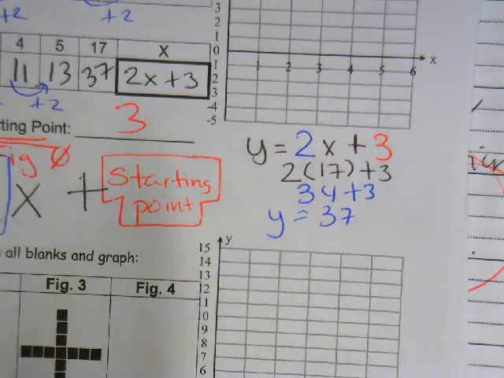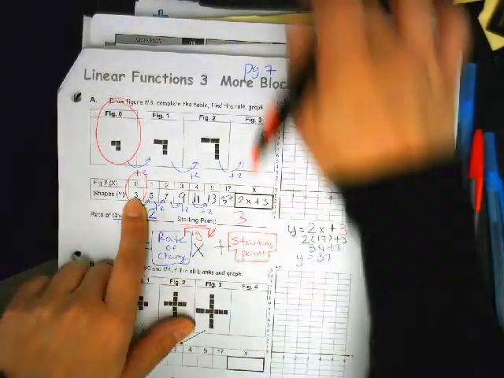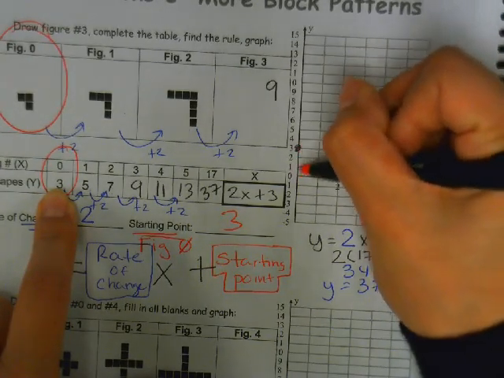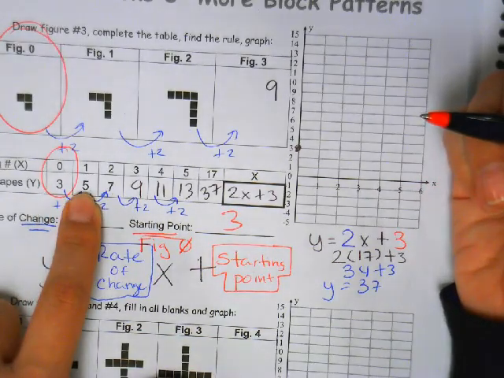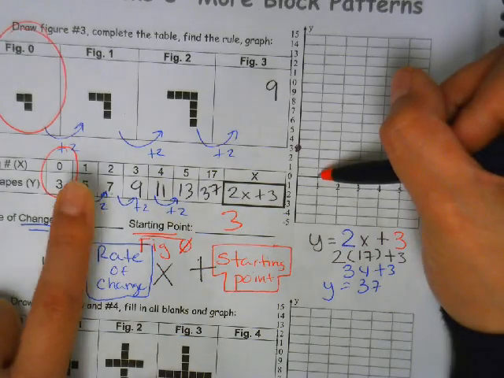Okay? All right. Now the last thing we do is we graph it. So we're going to graph this. 0, 3 is our first one. 0, 3 will go on the y-axis right there. Then what's our next ordered pair? 1, 5. So we're graphing. Go to 1, then go up to 5 because this says 1, 5.